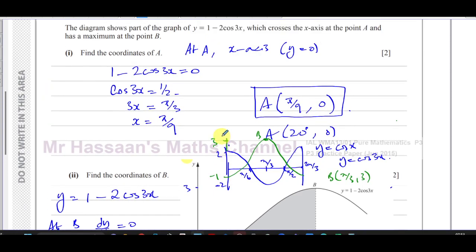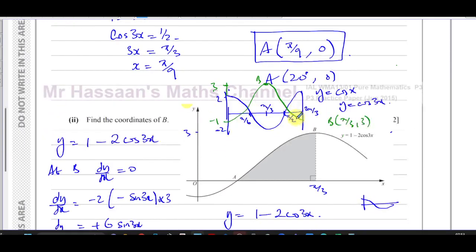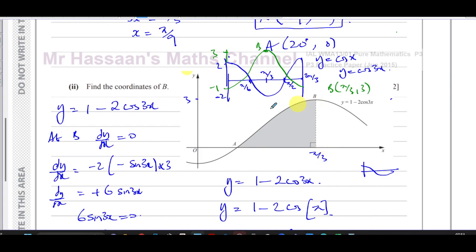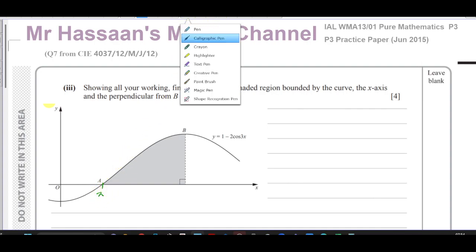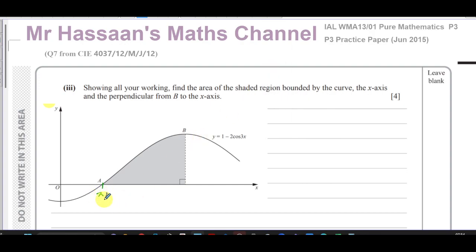Okay, and so we found the coordinates of A, pi over 9, 0, and the coordinates of B, pi over 3 and 3. So now part 3 of the question is asking us to show all the working and find the area of the shaded region bounded by the curve, the x-axis, and the perpendicular from B to the x-axis. So this region here, which is shaded. Now we worked out that this point A has coordinates pi over 9, and the coordinates of the point B, so this point on the x-axis here, is pi over 3.